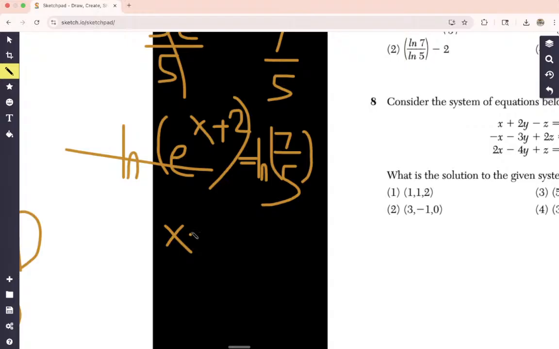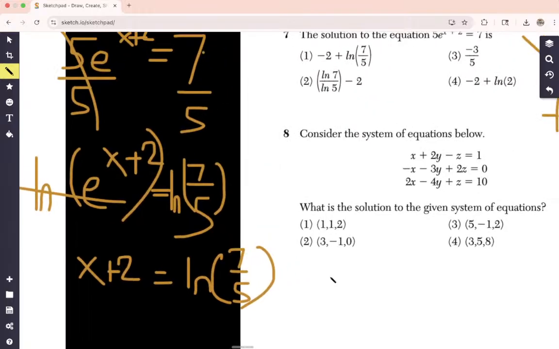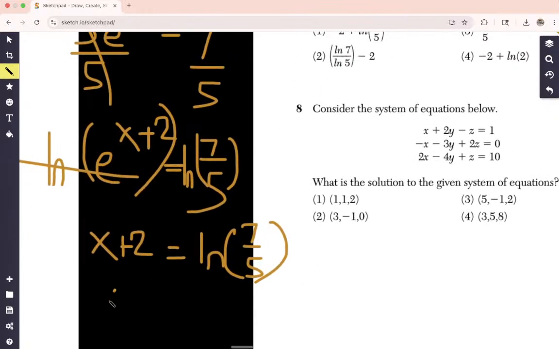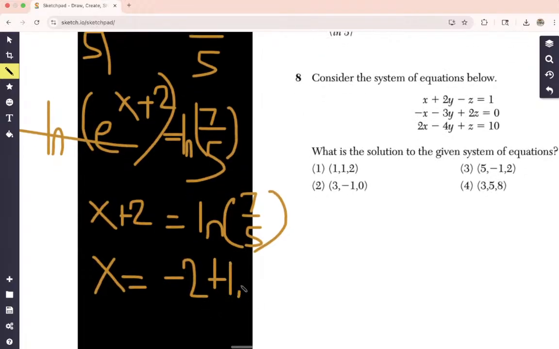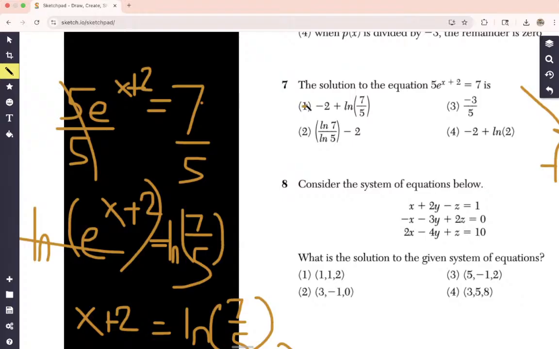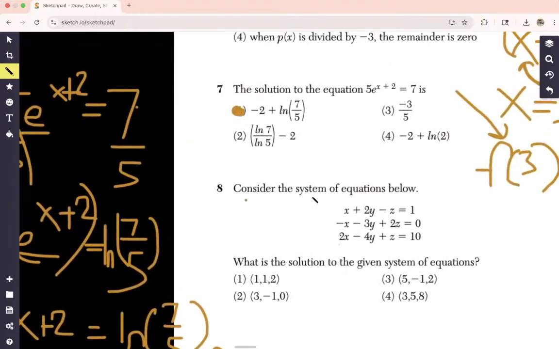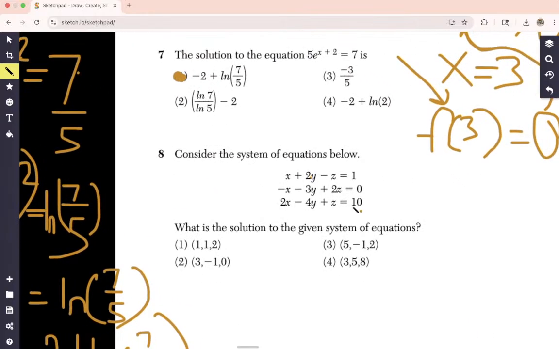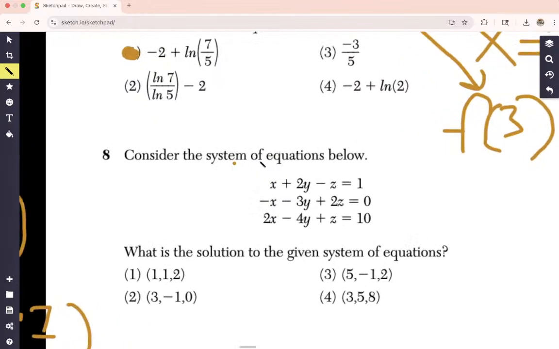So you're just going to get what's remaining at the top right over here, which is x plus 2, and that's going to be equal to ln of 7 over 5. Now after that you can just subtract 2 from both sides, so you get x is equal to negative 2 plus ln of 7 over 5, and this looks correct. Yep.